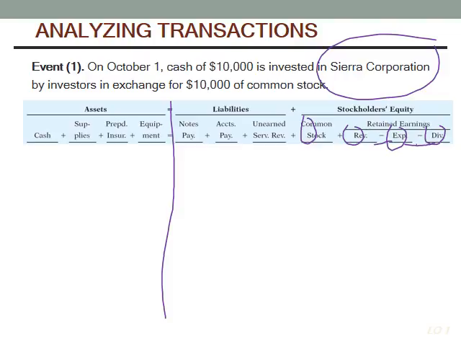Sierra Corporation increased cash and issued common stock. Okay, so cash and common stock. If you look, cash is increased and common stock is increased. And notice that both sides of the equal sign are in balance. An increase on the left and an increase on the right.